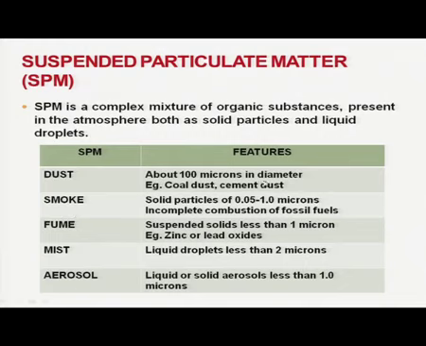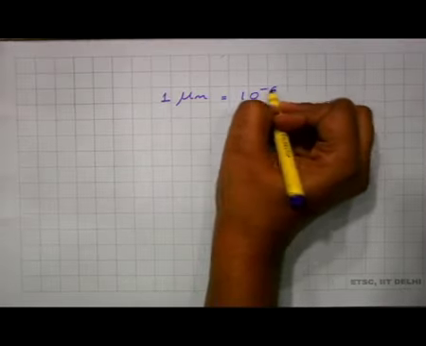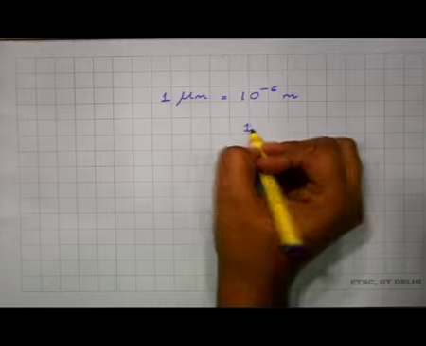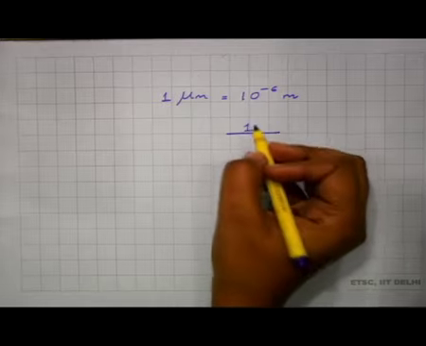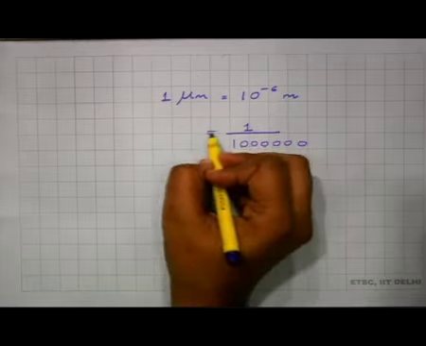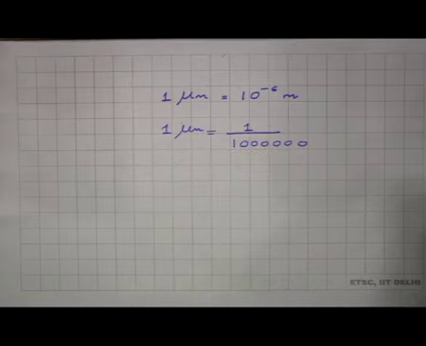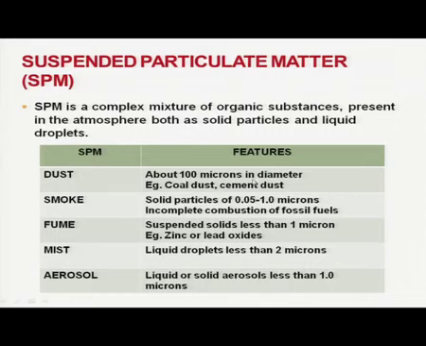Dust is about 100 microns in diameter. I suppose you must know what a micron is. 1 micrometer or micron is equal to 10 to the power minus 6 meter. So, if we take 1 meter and divide it into that many parts, each part will be equal to 1 micron. So, it is so small. So, dust particles are about 100 microns in diameter. The examples are coal dust and cement dust.